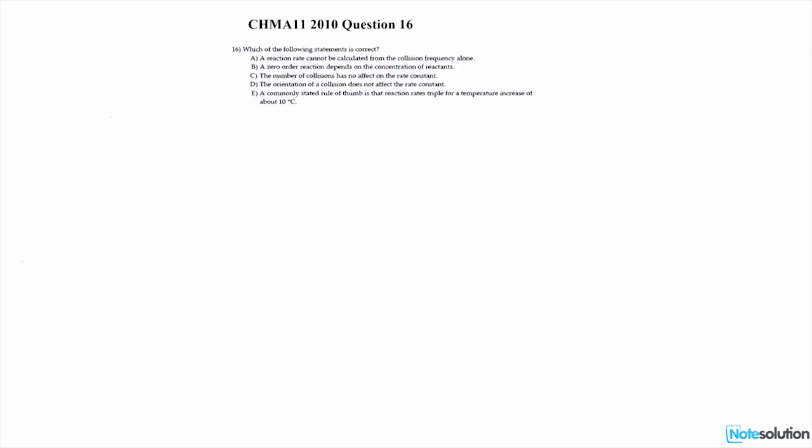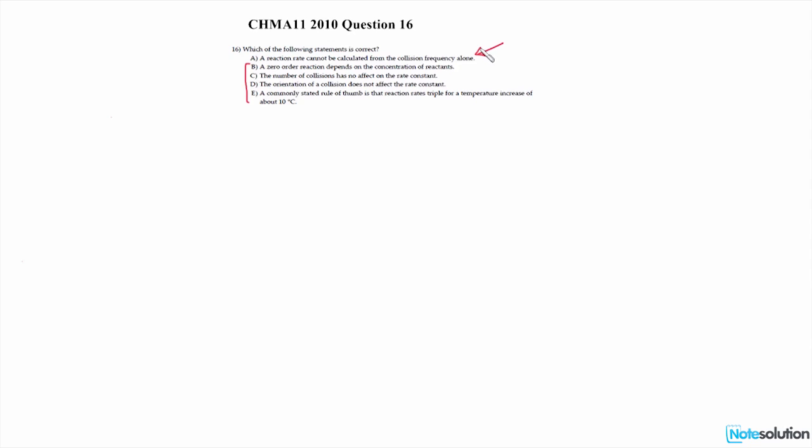So this is question number 16 from your CHMA11 2010 midterm, and the question is asking you to identify the one correct statement from these 5 statements. So that implies that 4 of these statements are going to be wrong. Now this question has been posed very conveniently because the last 4 happen to be those incorrect statements, and it's this first statement which happens to be correct.